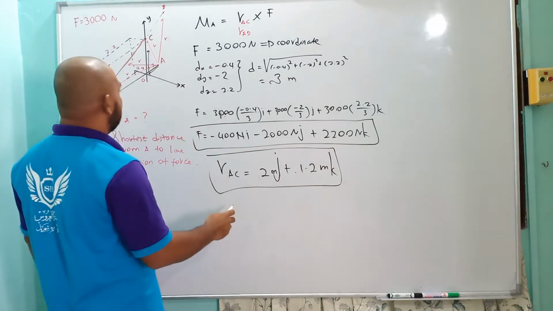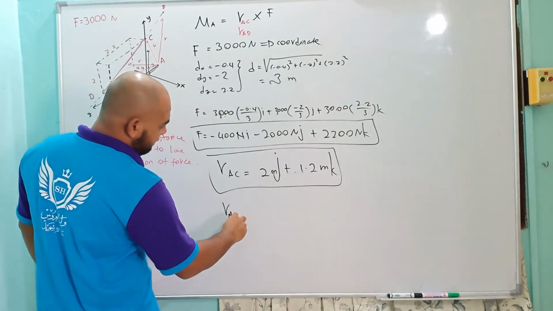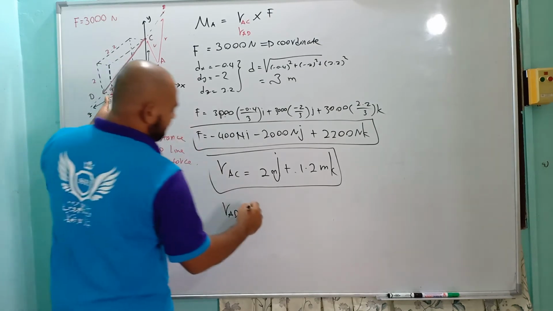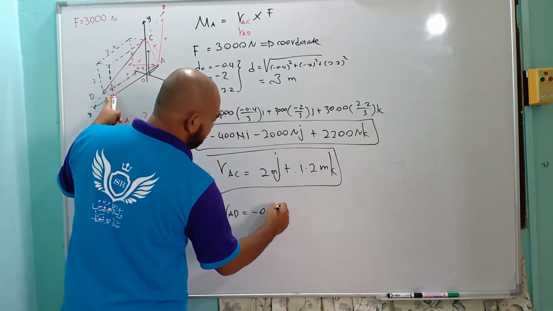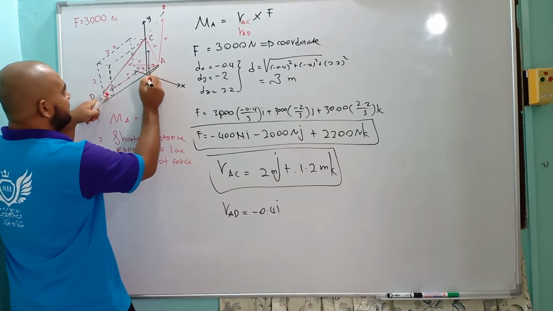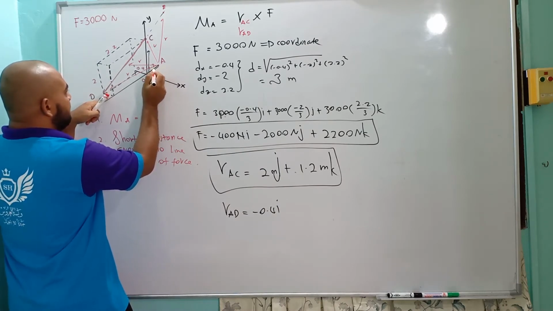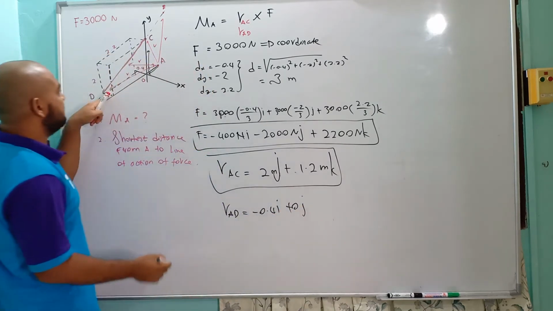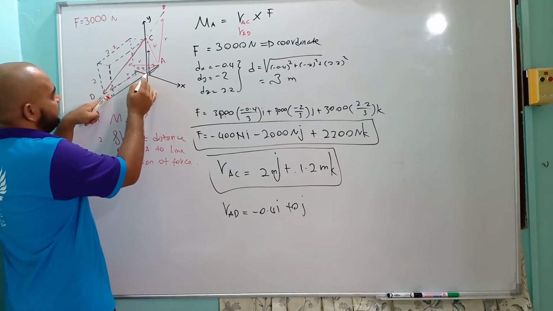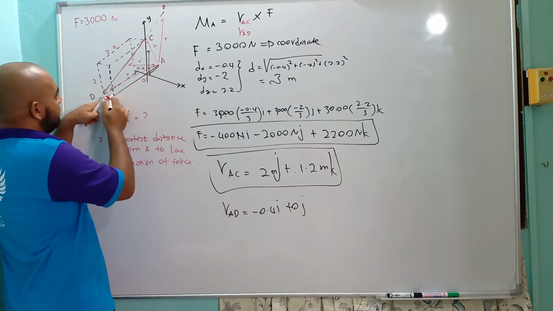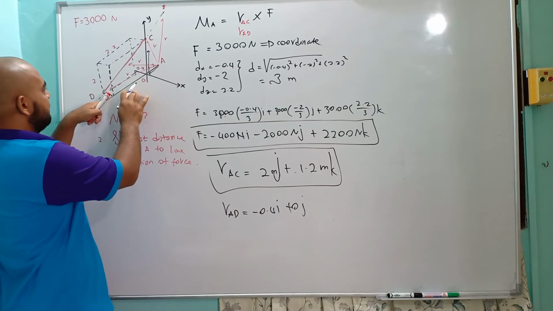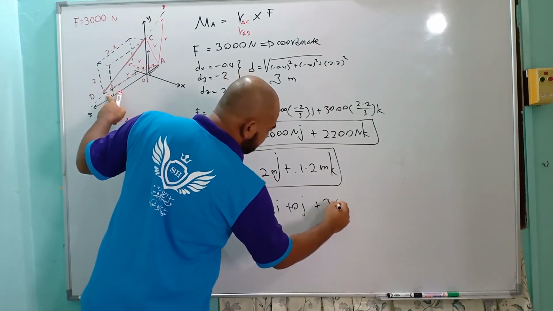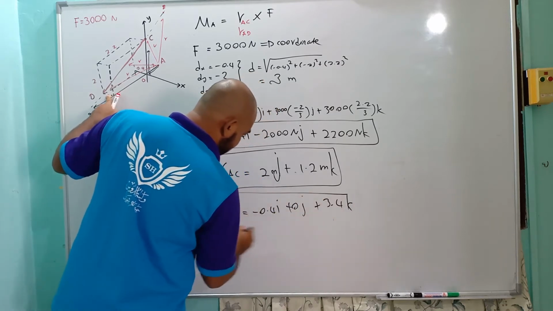If you choose RAD, for example, your R is from A to D, so you have negative 0.4 I, and on the same plane it's plus 0 J, there's nothing on J. Later you will move from here to this one, so the Z is positive, 1.2 plus 2.2, 3.4, plus 3.4 K.